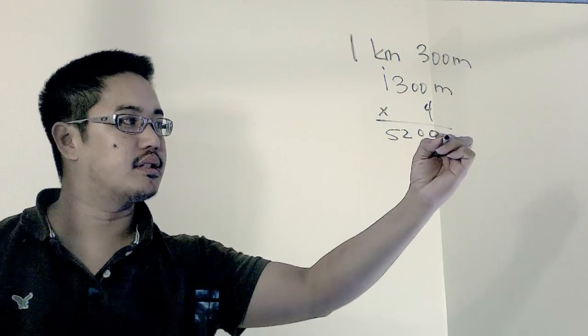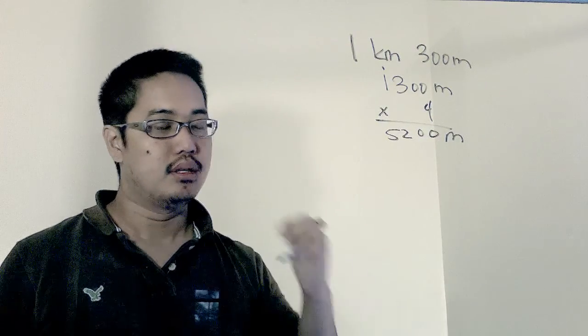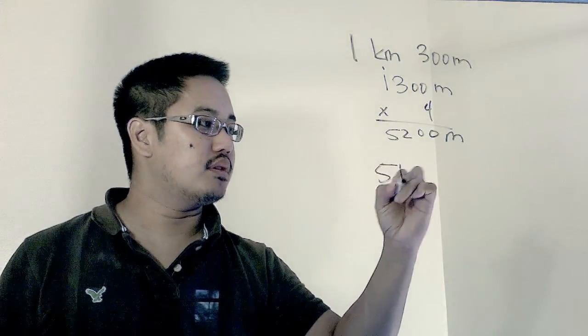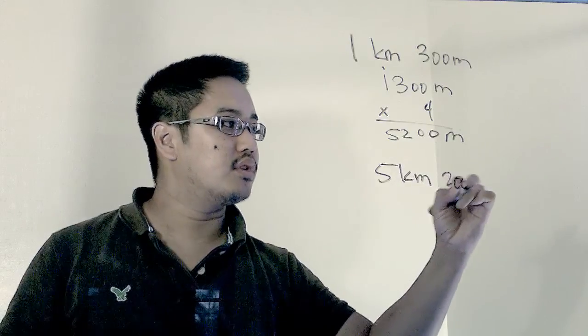kilometers and meters, because this is 5,200 meters. Converting that back is pretty straightforward. All you do is just go 5 kilometers, 200 meters.